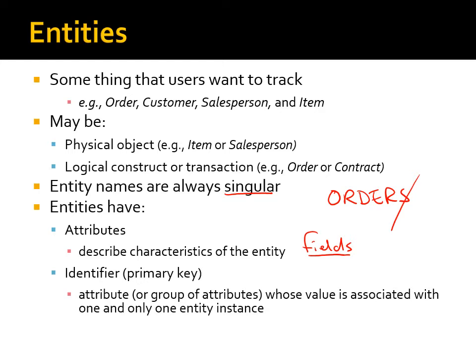For example, some of the attributes of a student would be their first name and their last name, their student number, their address, their telephone number. Those are all attributes or things that describe you, okay? Key characteristics about you.